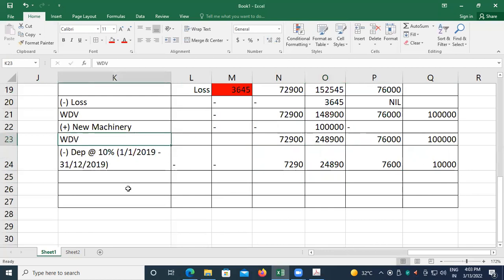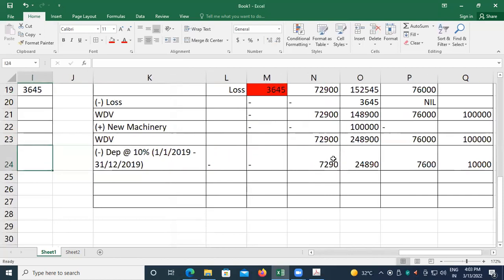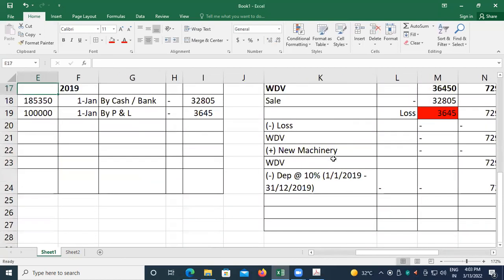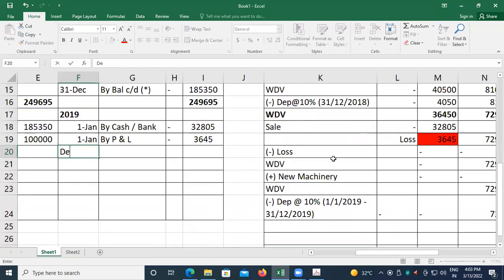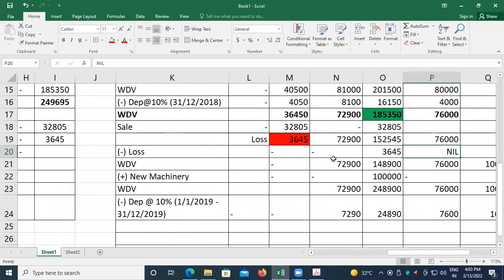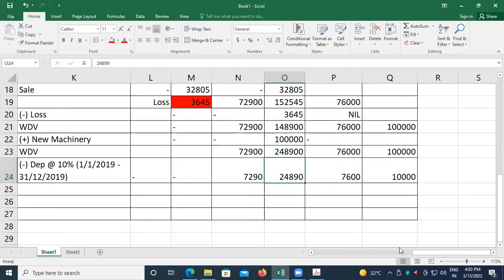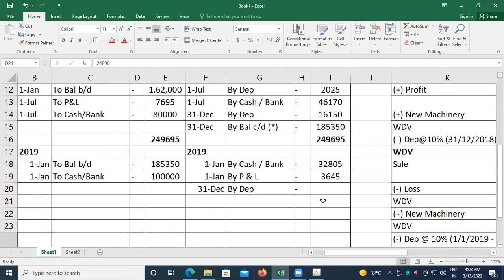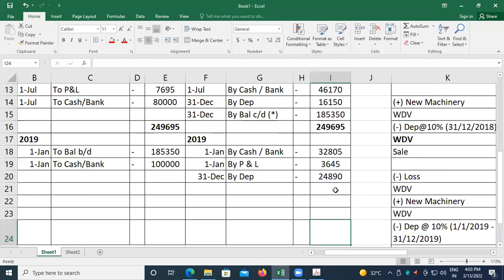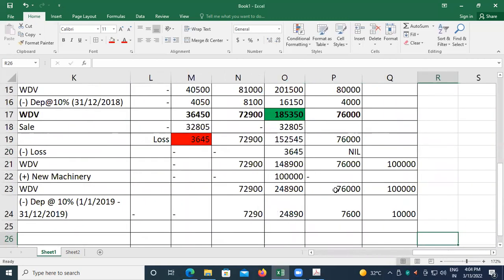Now again, what we have to do is calculate the written down value. But before that, we'll post this depreciation amount in our ledger. Let us go to the ledger account. And remember, this is my year ending December 31st. So I'm going to write here by depreciation. How much is the depreciation value we got over here? 24,890 rupees. This value we have to write down in the ledger account of machinery. So let us write down here 24,890 rupees. Now let us see whether the total is matching or not at last.